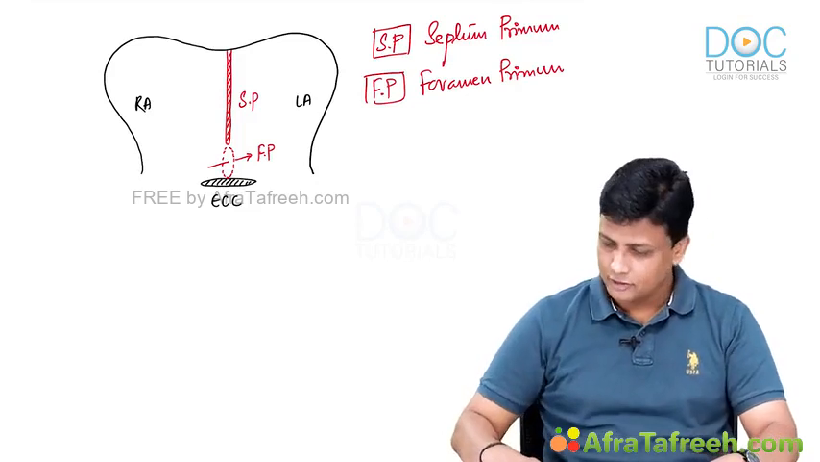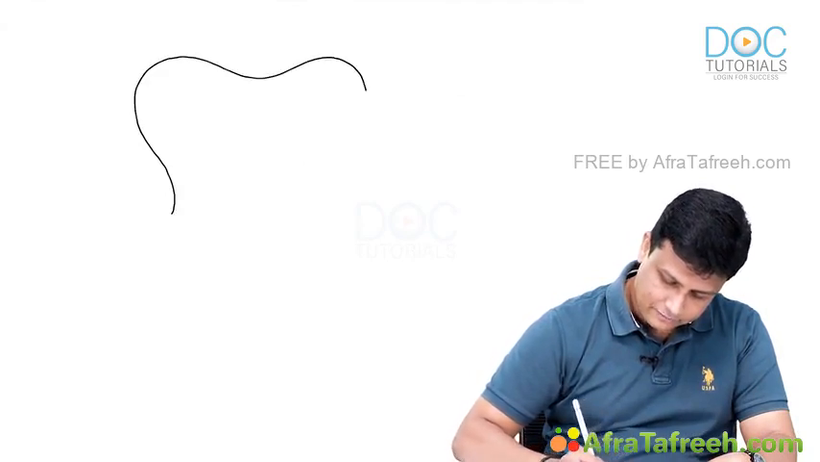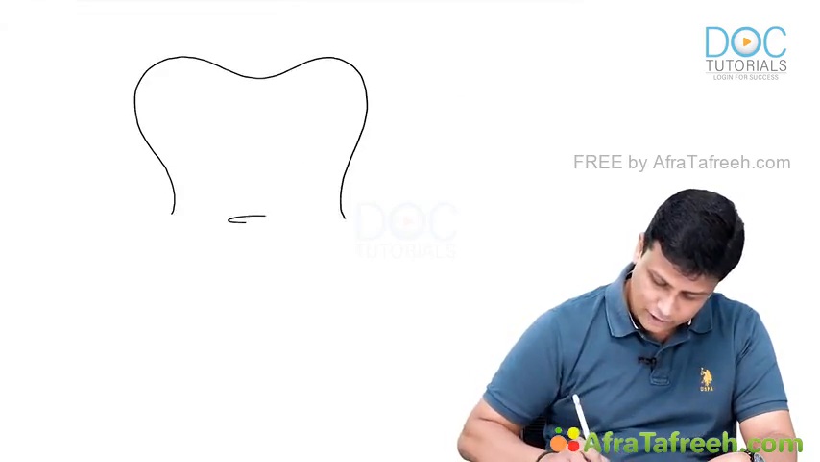Let's draw the diagram of further development here. So what is the further development here, guys? Again, the same diagram here: right atrium and the left atrium with the endocardial cushion in the middle.